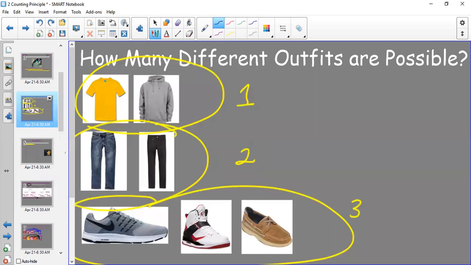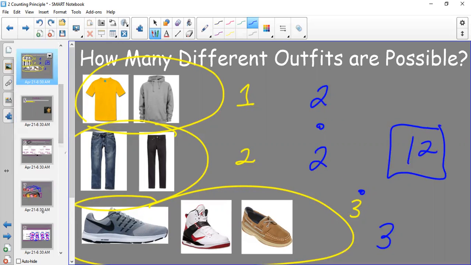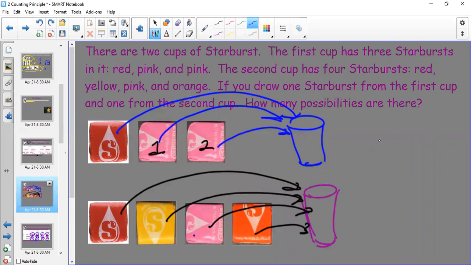So back to this one, we had 2 shirts, which was event 1. We had 2 pants, which was event 2. In event 3, we had 3 shoes. Shortcut says multiply those together. 2 times 2 is 4. 4 times 3 is 12. So 12 possible options. And if we go to the starburst example, we had 3 possibilities in the first event, or cup 1. We had 4 possibilities in cup 2. Multiply those together would also give us 12 options.